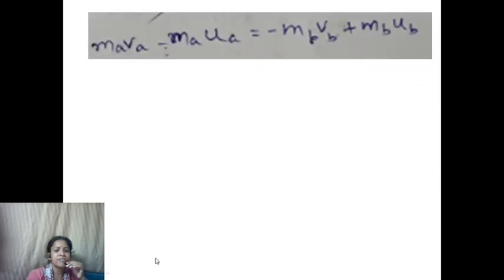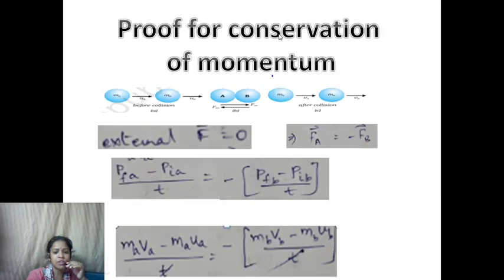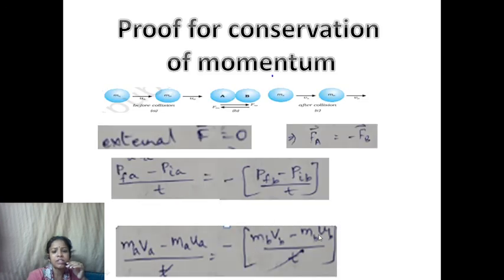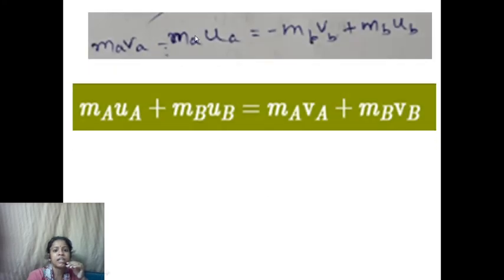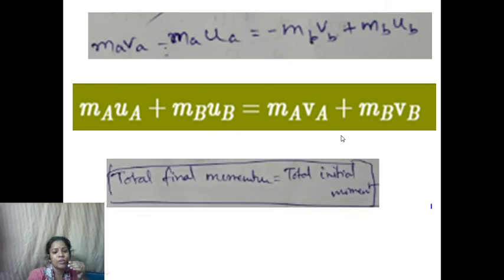Okay, and so what is left is only the numerator, and on opening this bracket you see this expression: this term will become negative and this term will become positive. Now if I take this negative here and this negative here, they become positive, and what we get is mAuA plus mBuB is equal to mAvA plus mBvB. That means this term is the total initial momentum of the system and this term is the total final momentum of the system. Okay, so this is how it's proved.